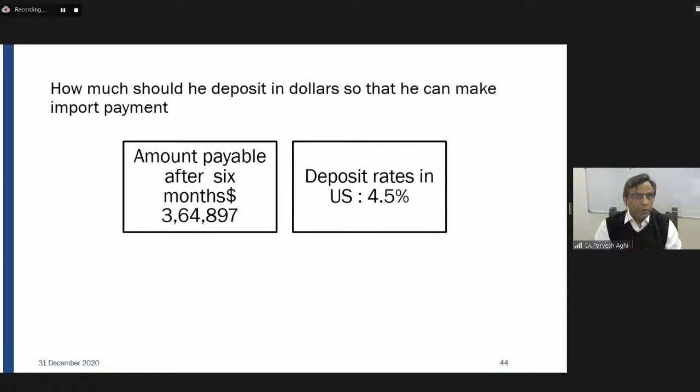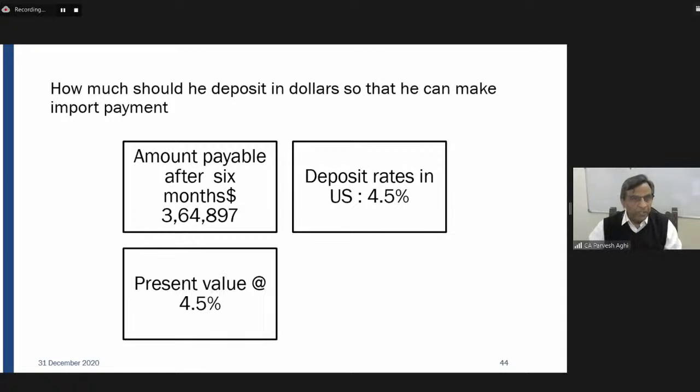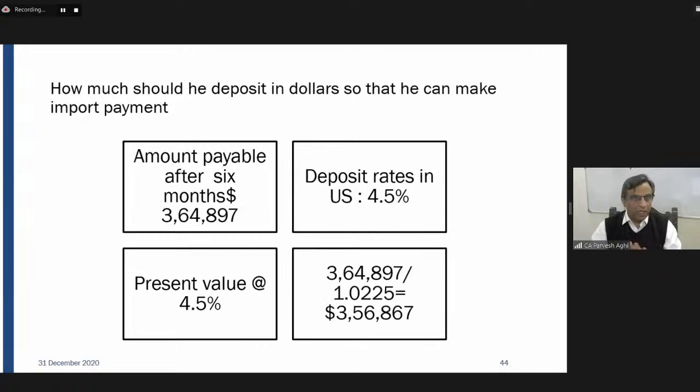So we know the deposit rate in US is 4.5%. So which means the present value of this 3,64,000 would be $3,64,897 divided by 1.0225, which is 4.5%. But for 6 months, it will be half of it. So we discount this by 1.0225, and that means he should deposit now 3,56,867, which will grow at 4.5%. In 6 months' time, it will become 3,64,897. So this is the money he should go and deposit in terms of dollars.